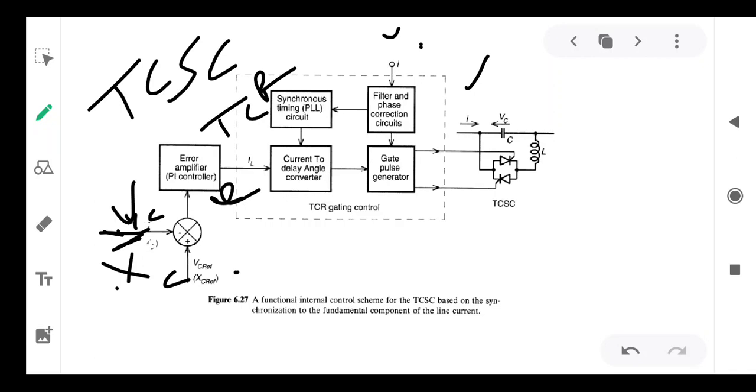The time for operation may be 5 milliseconds like in TCR. For this also 5 milliseconds. So this control circuit uses the filter and phase correction loops to extract the fundamental current from the actual current. So this is control circuit 1 for TCSC.